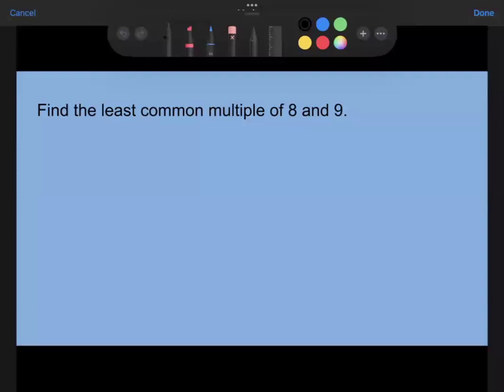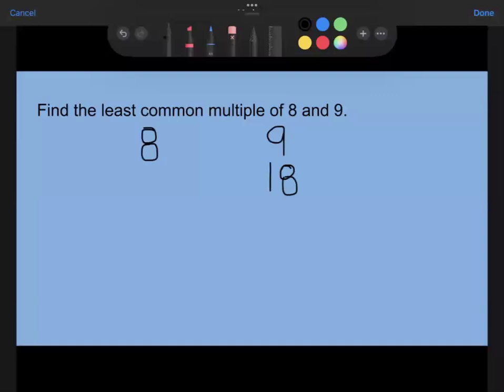Okay, here is our last one. We're going to find the least common multiple of 8 and 9. So I'm going to start with 8 over here and 9 over here. Okay, I'm going to start by listing multiples of 9 since that's my bigger one. You can't multiply 8 times anything to get 9. So I know I need another multiple of 9. So my next one would be 9 times 2, which is 18.